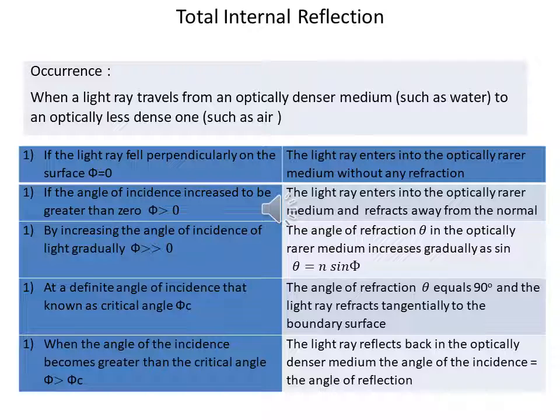Number 4. At a definite angle of incidence, known as the critical angle, the angle of refraction will be equal to 90, and the light ray refracts tangentially to the boundary surface. Last one, when the angle of incidence becomes greater than the critical angle, the light reflects back in the optically denser medium, and the angle of incidence equals the angle of reflection.